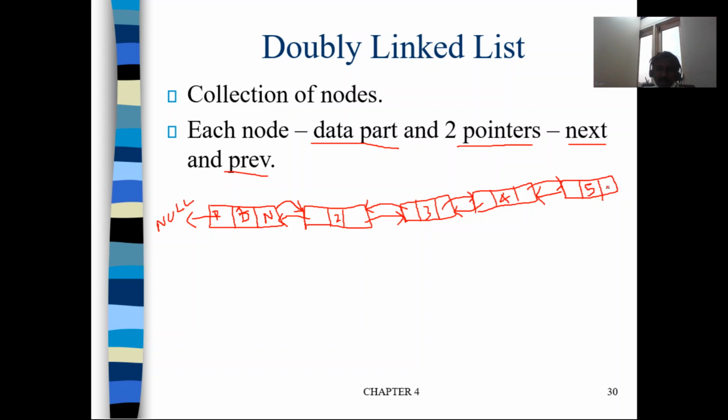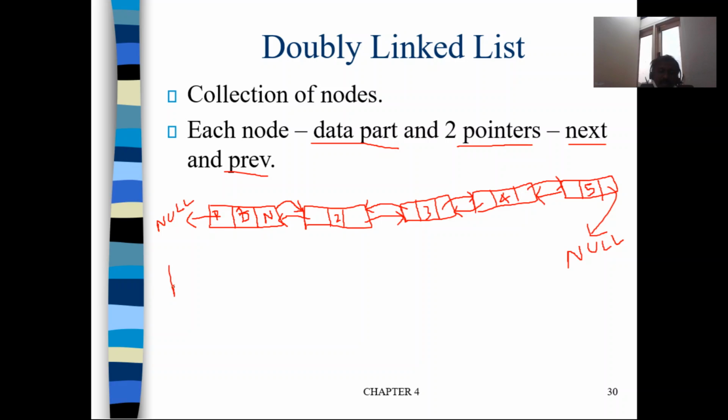So node 5's next will point to null, okay? So this is how you can visualize a doubly linked list. In a doubly linked list, every node will have a data part and 2 pointers. The next pointer will point to the next node, and the previous pointer will point to the previous node. For the last node, the next pointer will point to null, and for the first node, the previous pointer will point to null, okay?